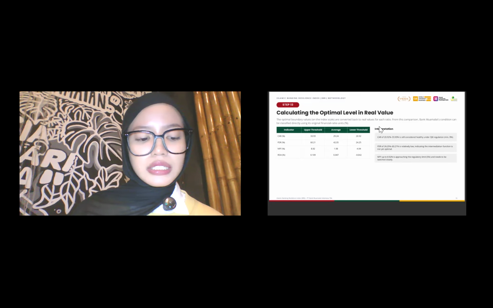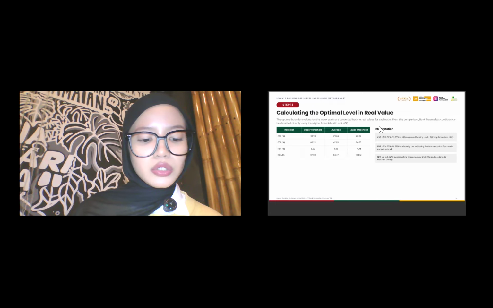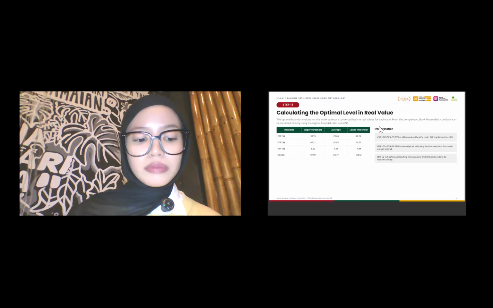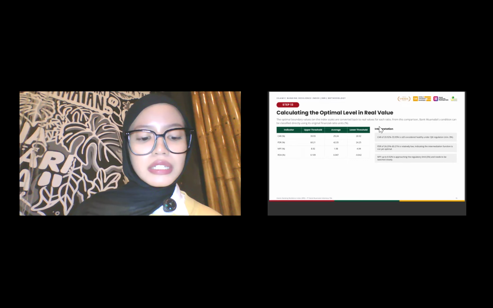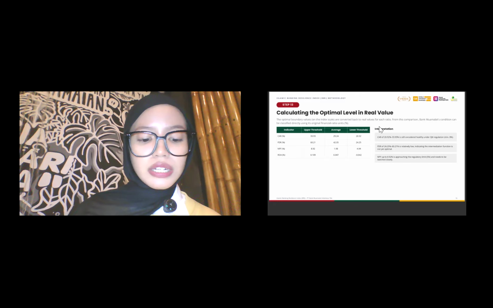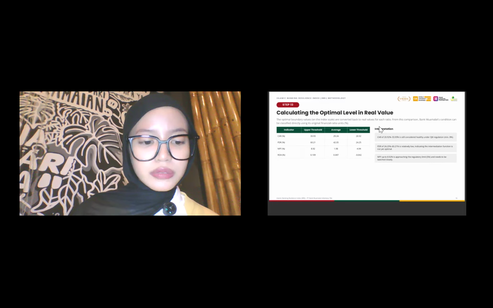So next, calculating the optimal level in real value. The index thresholds are then converted back into real financial ratios. This allows managers to interpret the results using actual banking indicators. For example, CR remains well above the regulatory minimum. FDR is relatively low, indicating that financing activities are not fully optimized. NPF is approaching the regulatory limit, so financing quality should receive greater attention.